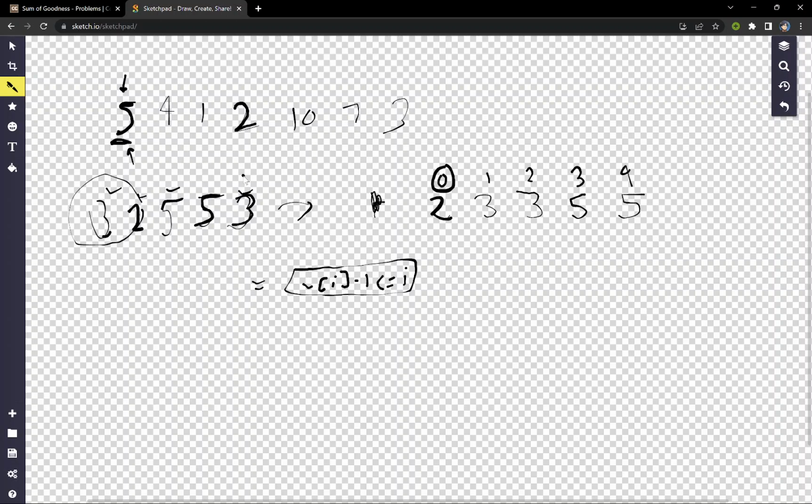to form a subsequence in which it will contribute to the goodness. So this one is not forming. These three should have at least two numbers less than it. It is having only one, so it will also not contribute to the goodness in any subsequence formed. Now for these three, we can see there are two numbers which are less than it, right?